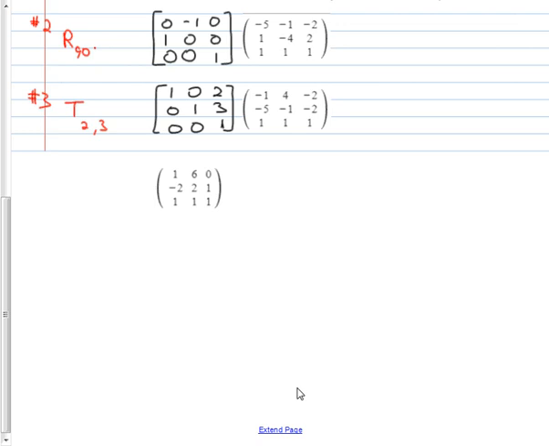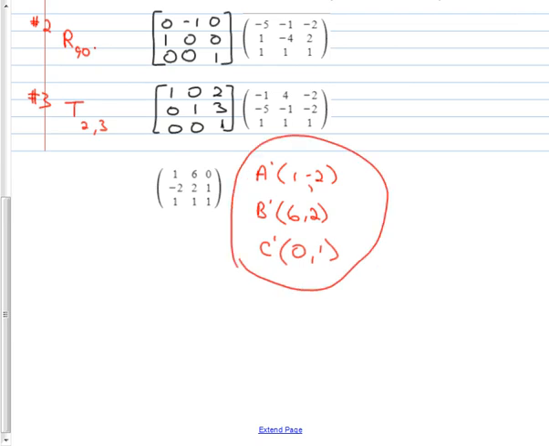So our answer is A prime, the new A, is 1, -2. And B prime, the new B, is 6, 2. And C prime, the new C, is 0, 1. So there's the answer to where are the vertices of that triangle after it has been rotated 90 degrees about the point 2, 3.